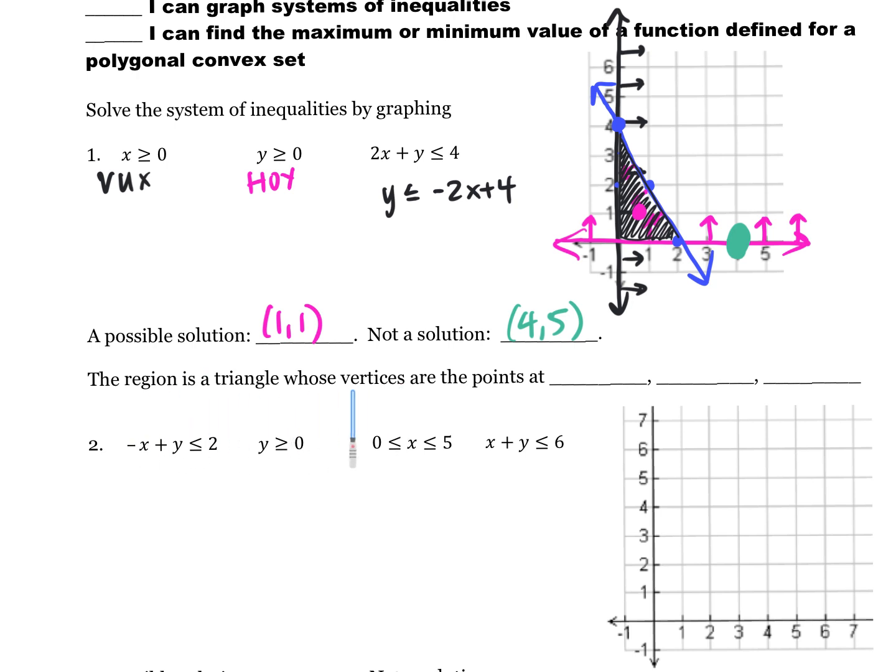The region is a triangle whose vertices are at what 3 points? This is what we're going to use tomorrow. It's asking for the vertices, and I'm going to put these in bright yellow. It needs this coordinate, and this coordinate. The 3 yellow coordinates that bound my triangle. Who could give me one of them? 0, 0 is one of them. What else? 2, 0, and 0, 4.